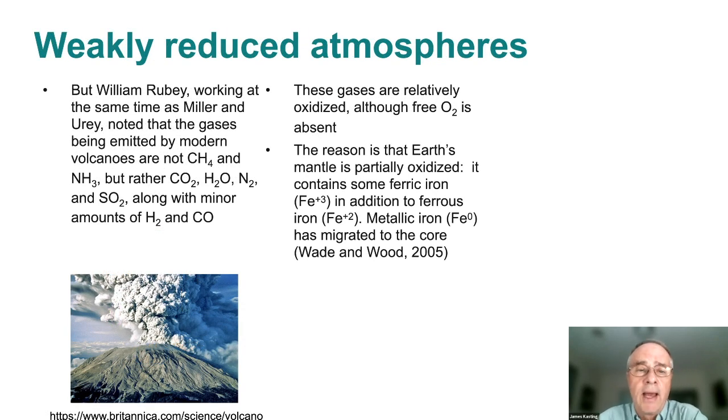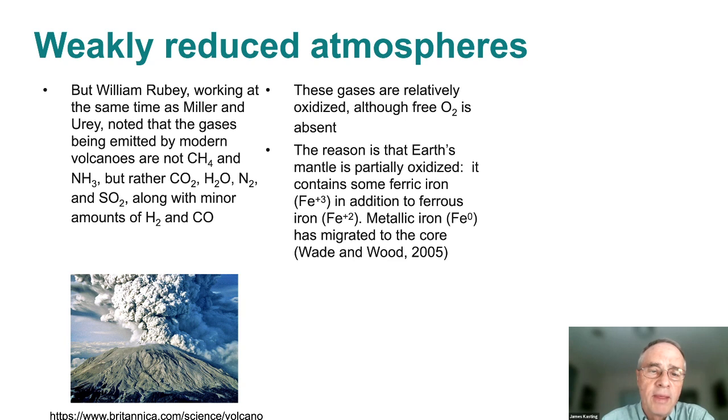However, at the same time that Stanley Miller was doing his experiments at the University of Chicago, a geologist named William Ruby was writing papers about his theory of the early atmosphere, and that was quite different. Ruby was a geologist, and one of the things he did in his career was to measure the compositions of volcanic gases coming out of the present Earth. And what he noticed is that those gases are not highly reduced.